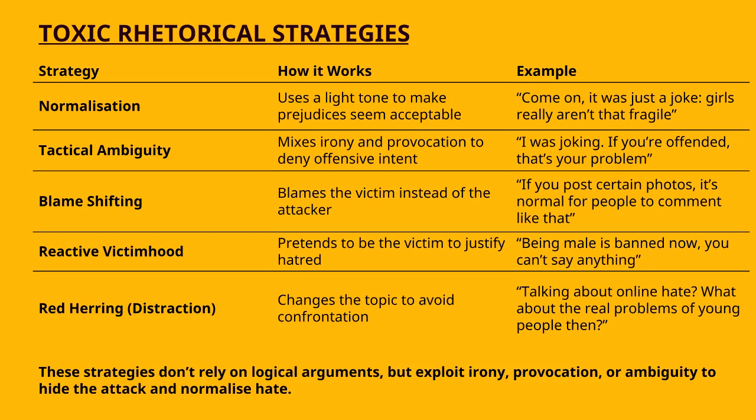Tactical ambiguity mixes irony and provocation so intent can be denied. The message lands, but the speaker can step back: "I was only joking. If you're offended, that's on you," shifting responsibility onto the target. Different audiences can read the same line differently while the speaker claims plausible deniability. Blame shifting reverses responsibility by treating the target's behavior as the cause of the attack. Attention moves away from the hate speech and onto what the target should have done differently, legitimizing the original message as mere reaction.